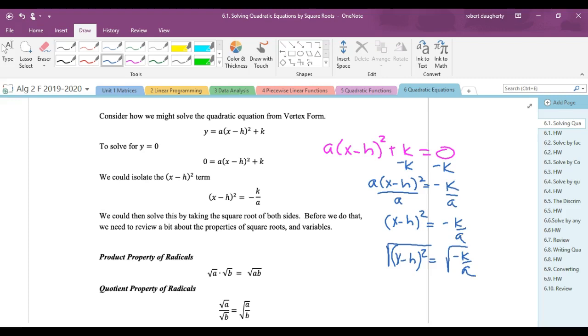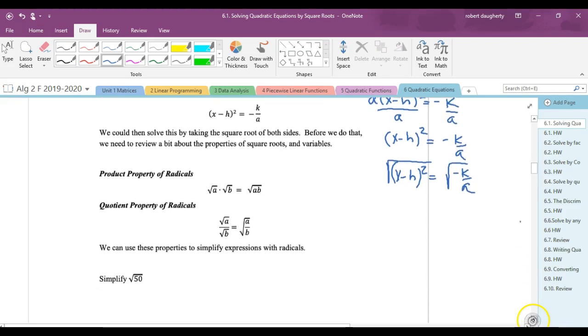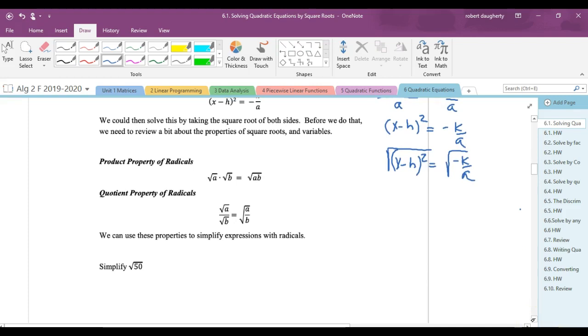Okay, so some properties of square roots and radicals. If I have the square root of a times the square root of b, that's the same as the square root of a times b. So for example, the square root of 2 times the square root of 5, that's the same as the square root of 10.